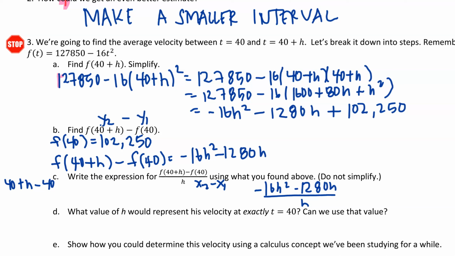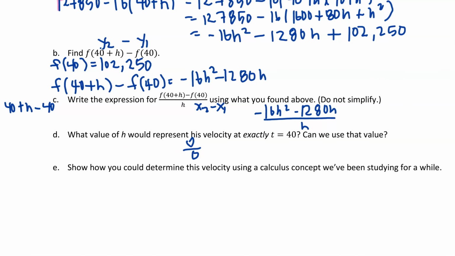So what value of h would represent his velocity at exactly t equals 40? Can we use that value? So what would happen at exactly 40? I would get a 0 over 0. So I wouldn't be able to use that value. So what happens now? Can I determine his velocity using calculus?